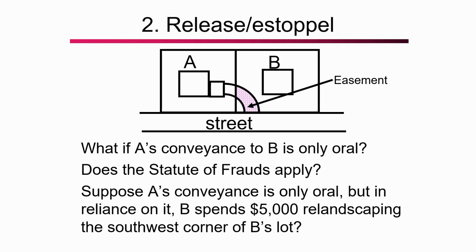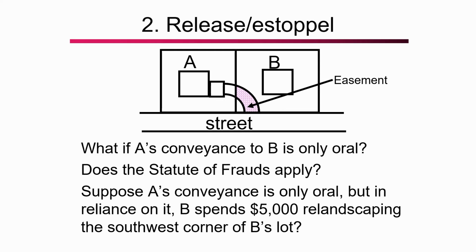However, let's suppose that B believes that it is an effective release. And so B, in reliance on the fact that the easement has now been released, spends $5,000 re-landscaping the southwest corner of B's lot where the driveway easement used to be. Now, the expenditure that B has made in reliance on the oral statement will act as an estoppel against A, will prevent A from using the easement in the future, and in effect, A's easement is terminated by the function of the estoppel.